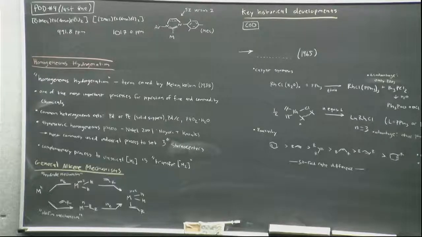And what would your prediction be? So the more electron-rich center would do oxidative addition faster. Okay, more electron-rich should undergo oxidative addition faster. Okay, I like that. Any other thoughts?